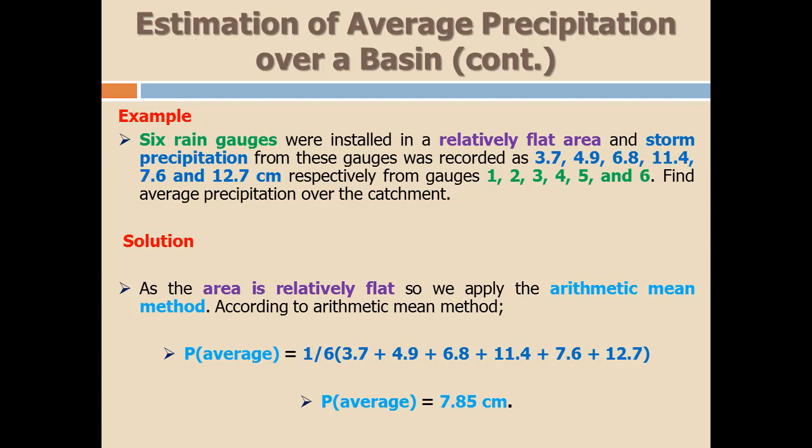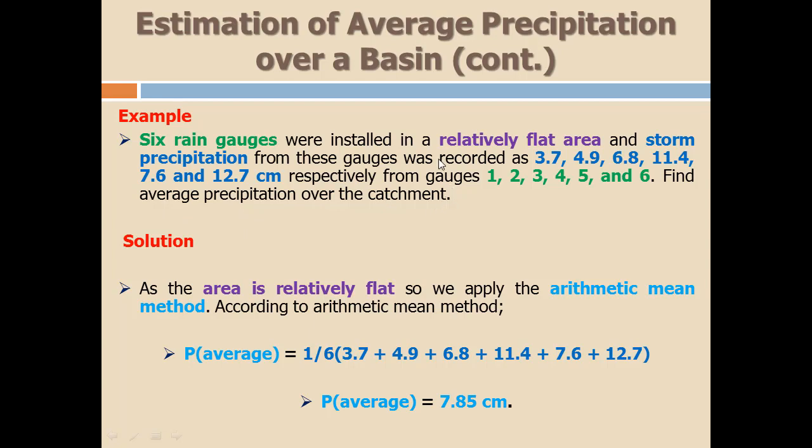So how to decide? Let's see the example. We have 6 rain gauges installed in a relatively flat area, and storm precipitation from these gauges was recorded as 3.7, 4.9, 6.8, 11.4, 7.6 and 12.7 centimeter respectively from gauges 1, 2, 3, 4, 5 and 6. Find average precipitation over the catchment.